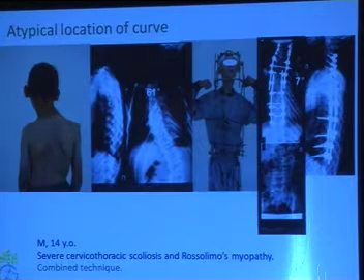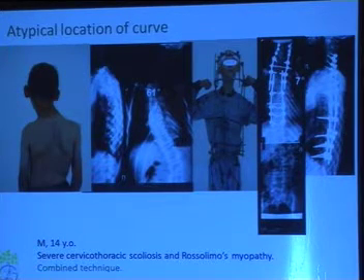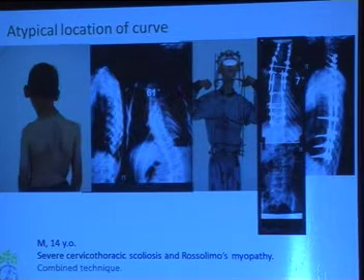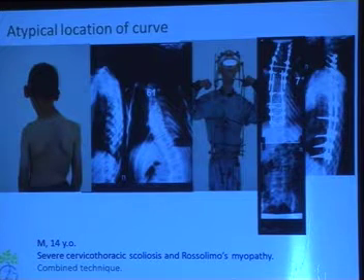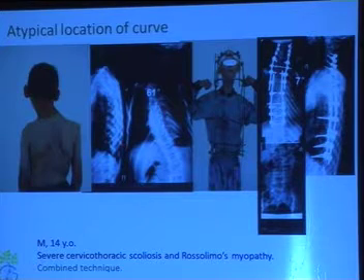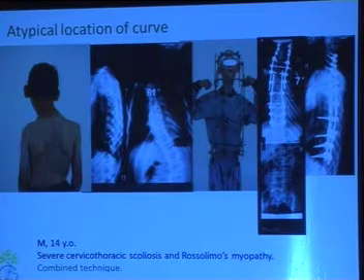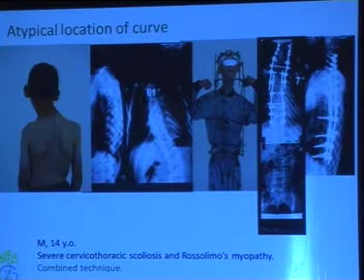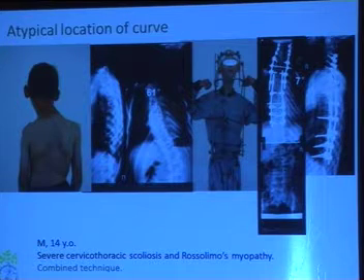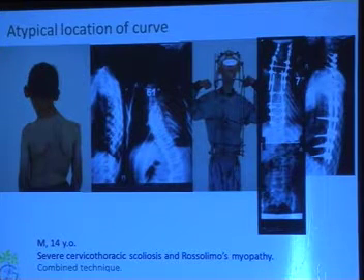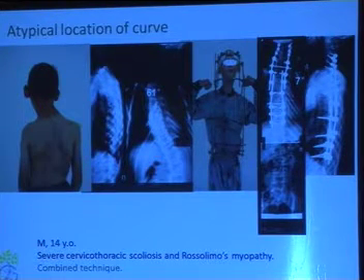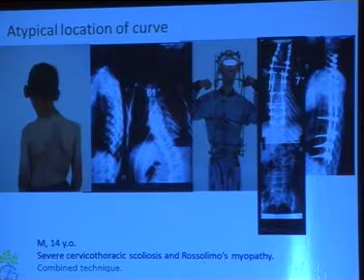A typical location of curve: severe cervicothoracic scoliosis, for example, myelopathy of Scheuermann disease, severe atypical curve, high risk of neurological symptoms. Combined technique, we used holopelvic system and fixation, combined internal fixation with cervical and classical CD transpedicular device.